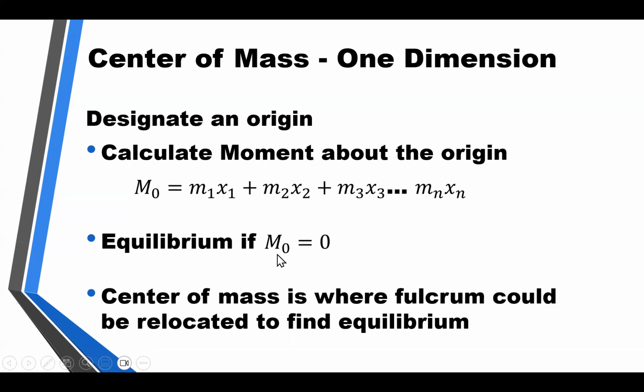And if we got an equilibrium, then that would mean that the balancing fulcrum being put at the value of 0 would make everything balance. Usually that doesn't happen. And so the center of mass is going to be the place where the fulcrum could be relocated to find the equilibrium.